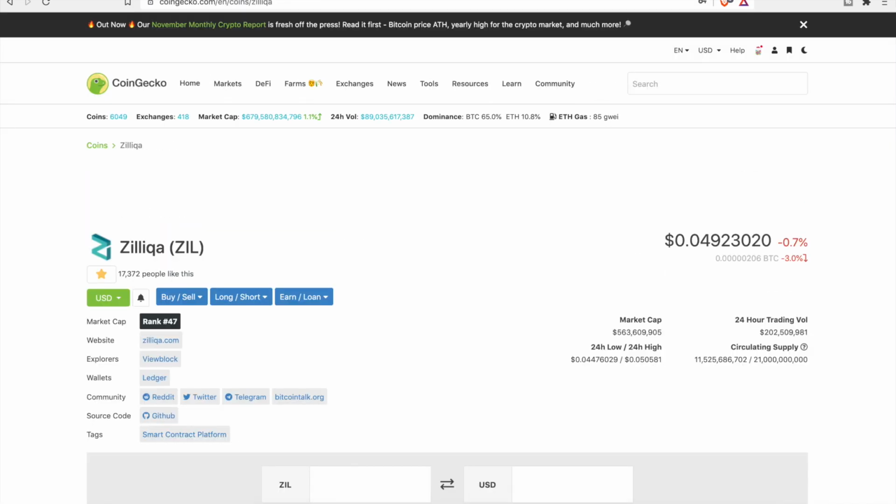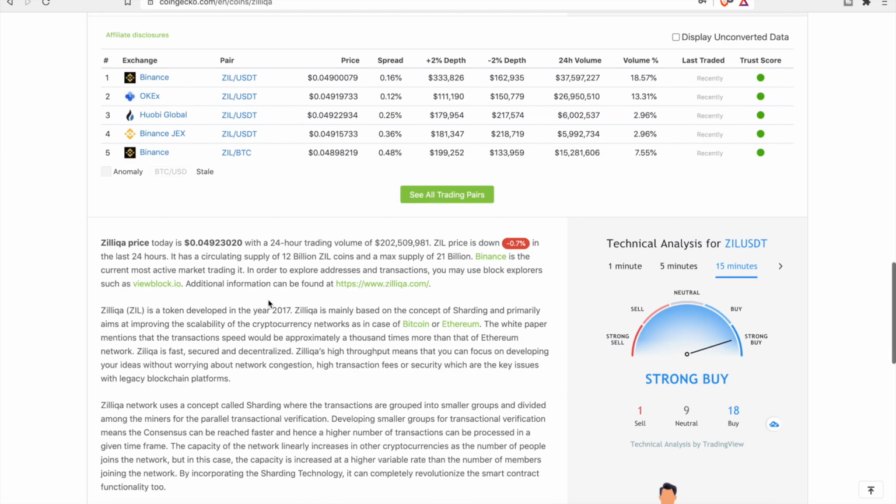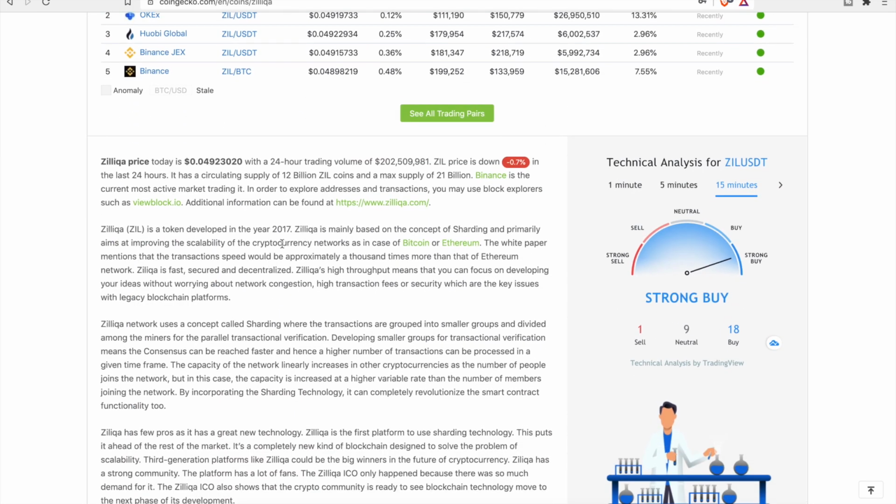So back to Zilliqa, back to the project. Zilliqa is a token developed in 2017. Zilliqa is mainly based on the concept of sharding. These guys are the first ones to implement sharding. Ethereum was having this huge issue with proof of work, and transactions were getting so high, and Bitcoin is using as much energy as the country of Ireland, and who knows what it'll be in the future. It could be the size of the United States. I don't know. Who knows?